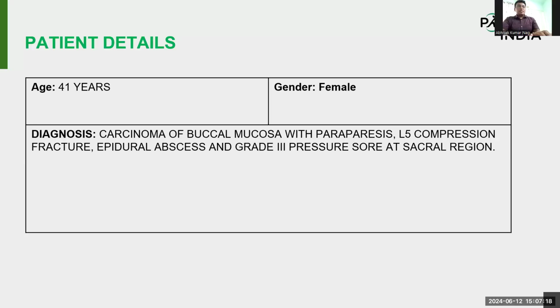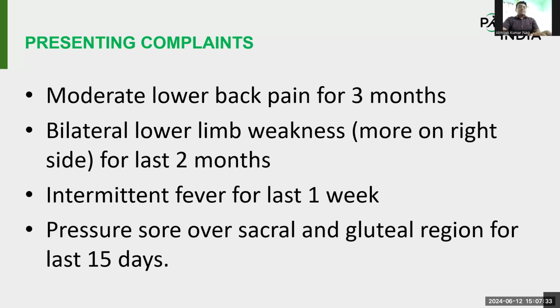So my case is a 41 years old female with a diagnosis of carcinoma of buccal mucosa with paraparesis, L5 compression fracture, epidural abscess, and grade 3 pressure sore at sacral region. The presenting complaints were moderate lower back pain for 3 months, bilateral lower limb weakness, more on right side for last 2 months, intermittent fever for last 1 week, and pressure sore over sacral and gluteal region for last 15 days.